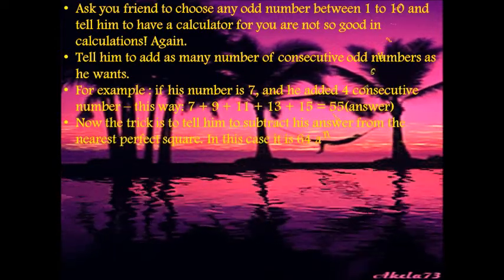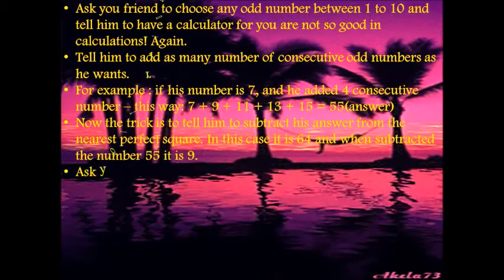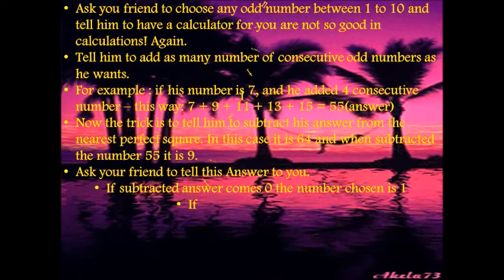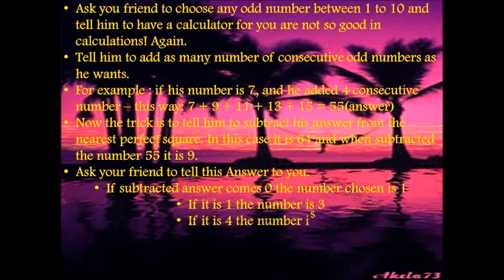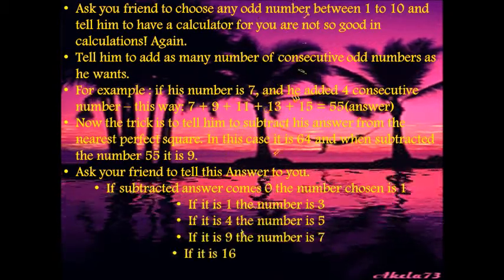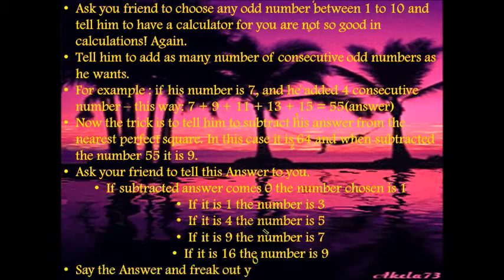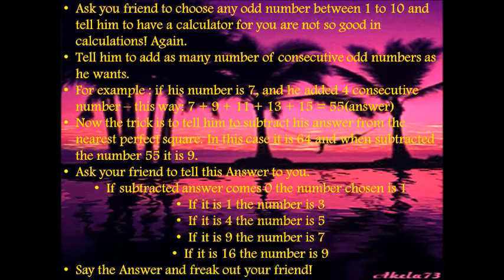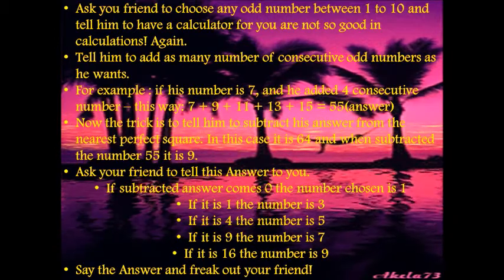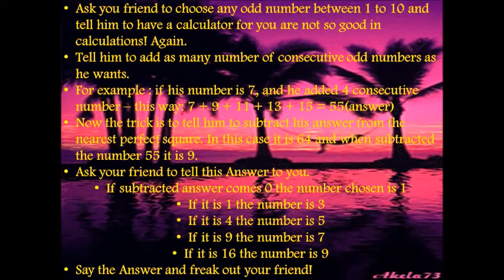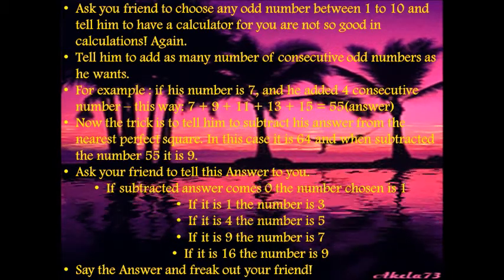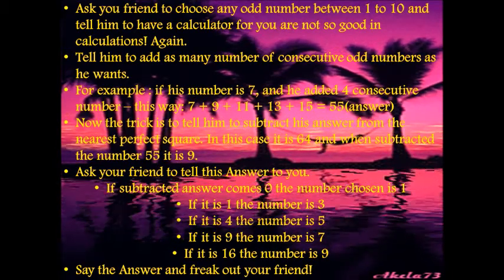Tell him to add as many consecutive odd numbers as he wants. For example, his number is 7, so he will add in this manner. You have to tell him 7 plus 9 plus 11 plus 13 and plus 15. As you can see, 7, 9, 11, 13 and 15, they all are consecutive odd numbers, and your answer is 55.